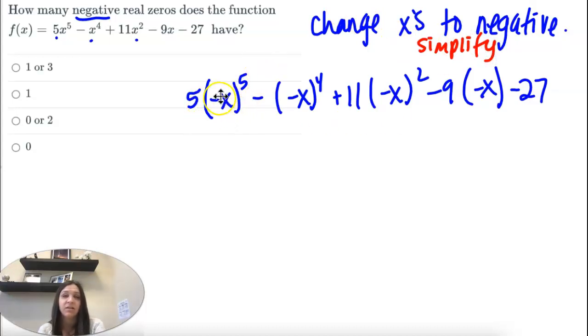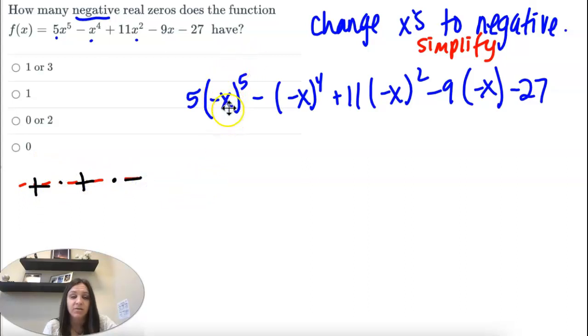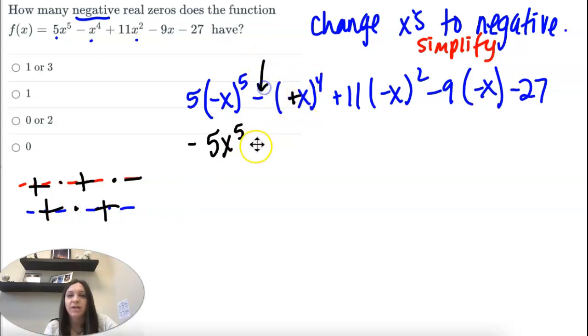So if I have negative x to the 5th, a negative to the 5th power is a negative times a negative times a negative times a negative times a negative. So it's going to be positive times a positive times a negative. So this negative changes this whole thing to negative 5x to the 5th. And then here, if I have a negative to the 4th power, I have a negative times a negative times a negative times a negative. So what happens is we get a positive times a positive. So this x to the 4th power will be a positive number, but we still have the negative right here. So I'm still going to have negative x to the 4th.